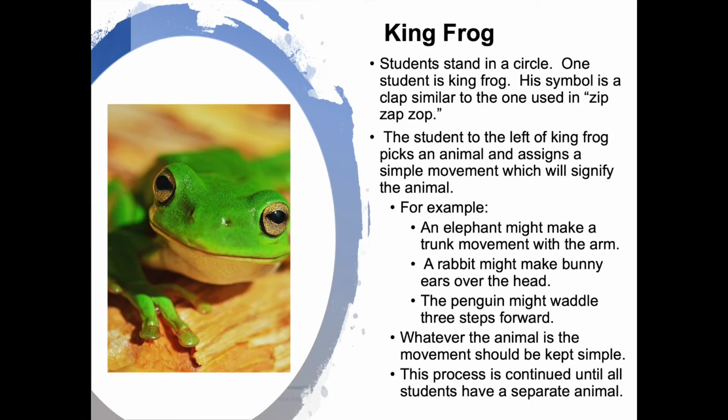Another group game that's good for a digital platform for all age ranges is called King Frog. Students are set to gallery view. One student is King Frog. His symbol is a simple clap, similar to the one used in a zip-zap-zop style game.